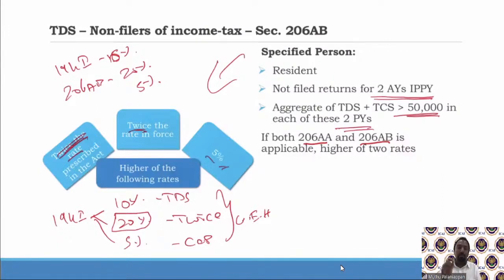So remember who the specified person is: a resident, not filed returns for 2 years, with TDS and TCS for both the years being 50,000 or more. So that is what the provision is.